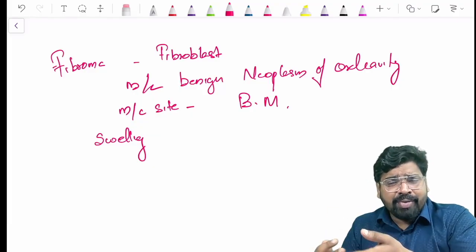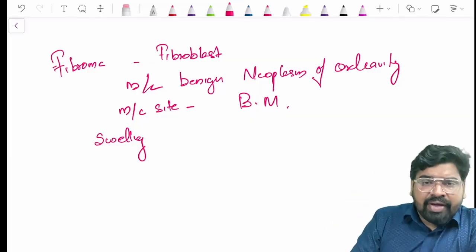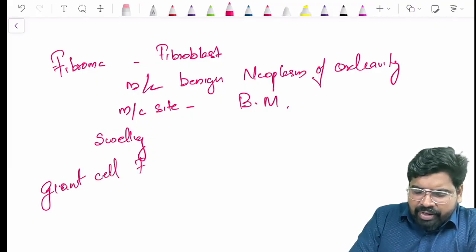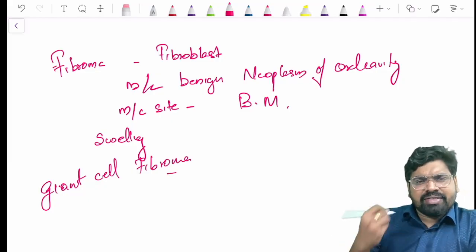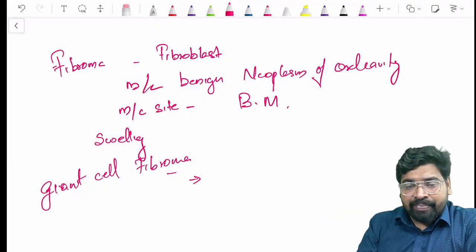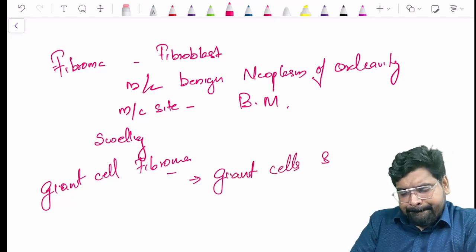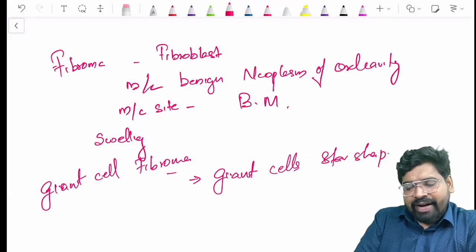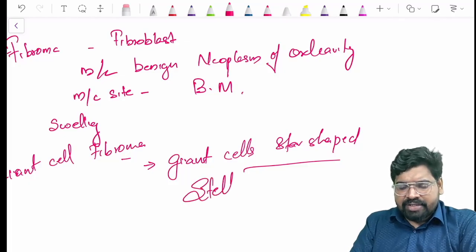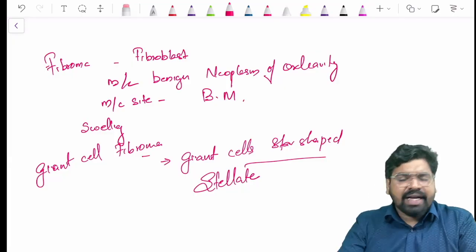It's originating from the fibroblast, and most common site is your buccal mucosa. Now there is another fibroma that is called a giant cell fibroma. The only difference in this giant cell fibroma is that you see a particular type of giant cell in this. Along with fibroma, you see some giant cells, and giant cells are star shaped. Those giant cells are star shaped or triangle shaped. That is called stellate giant cells. Okay, stellate means they are star in shape. Okay, that is one thing, giant cell fibroma.